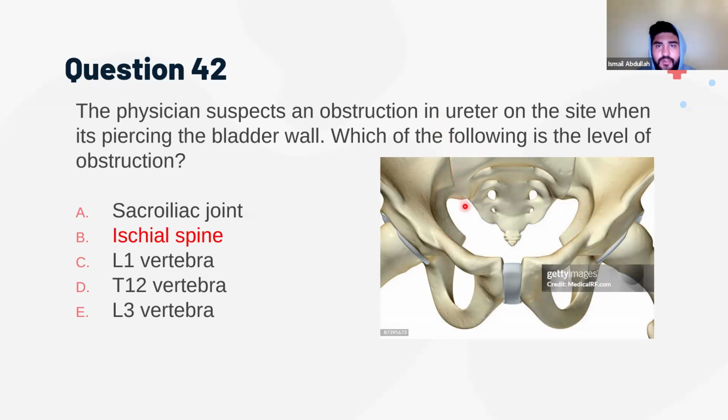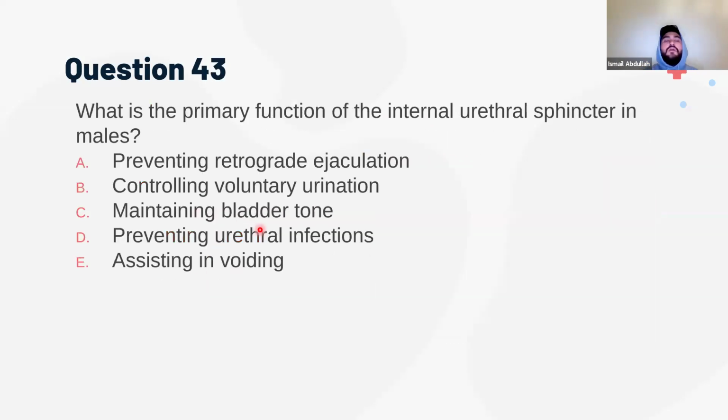The ureter comes down, and then this is where the bladder is located, and it joins in. So it's somewhere at the ischial spine. The sacroiliac joint is way higher, that's the pelvic brim, as I mentioned, and L1 is higher as well, L3 higher, T12 higher. They're not at the same level. So the answer would be the ischial spine.